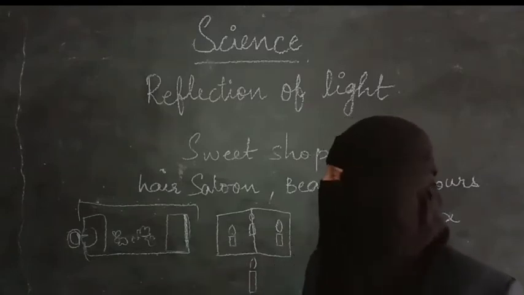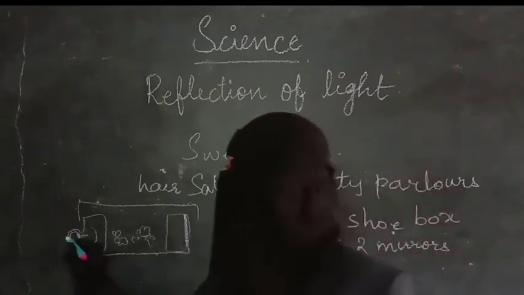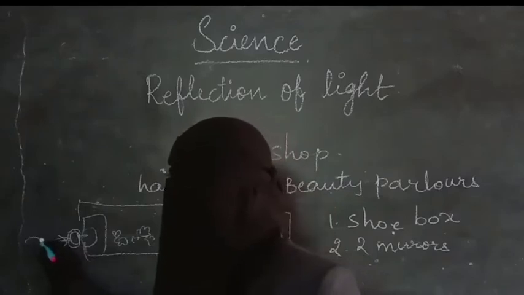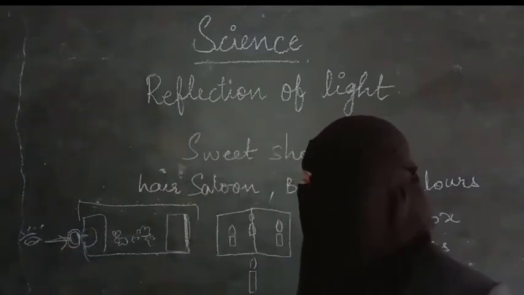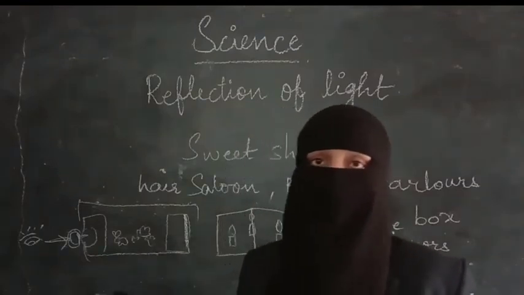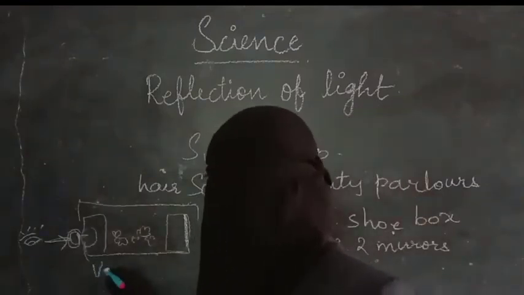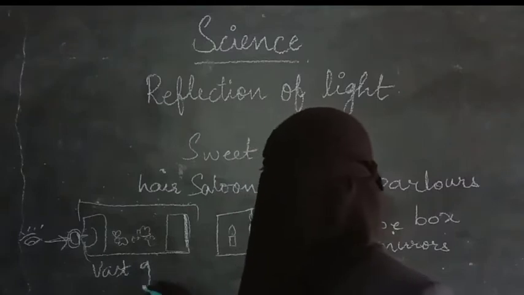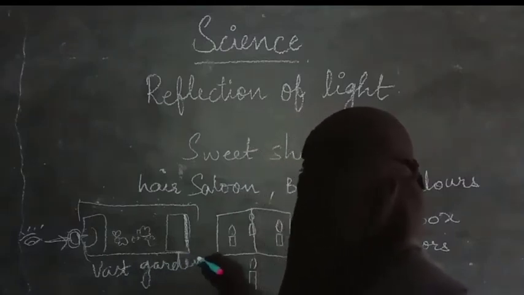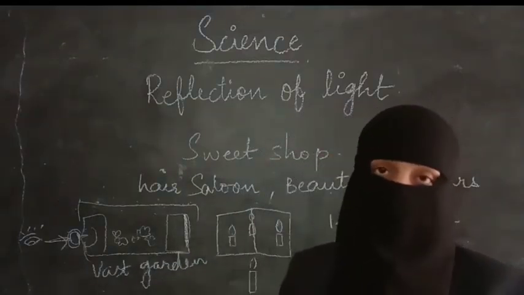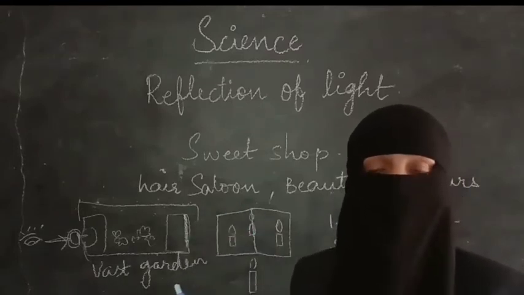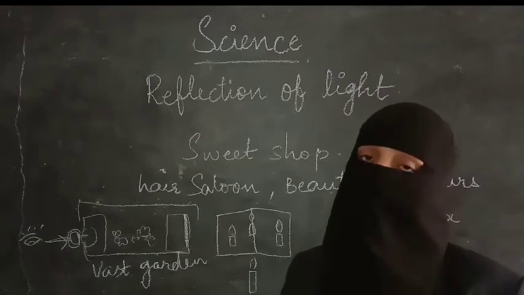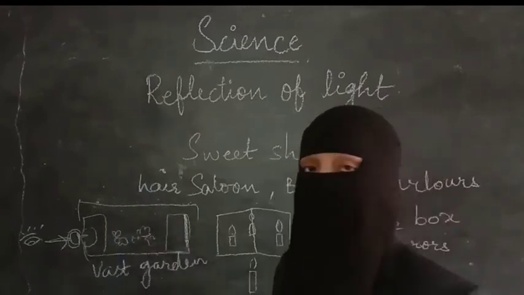What you have to do now? Light is entering here. You made a hole here. See through this hole. See through this hole. You will observe that this small place will look like a vast garden. Vast means a big garden. How? That is because of reflections. Many images will be formed. As multiple images are formed, as reflections are many, we can see that small space as a vast garden.